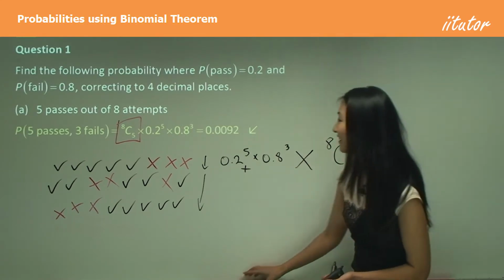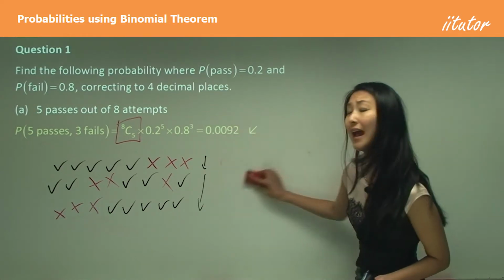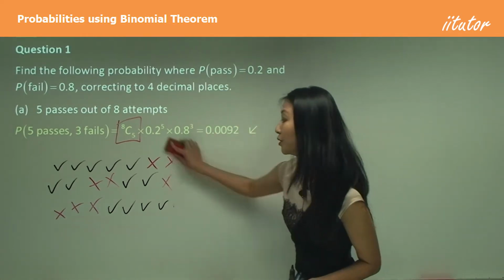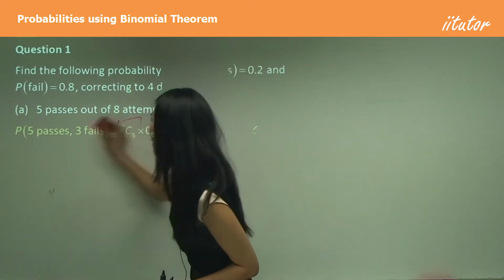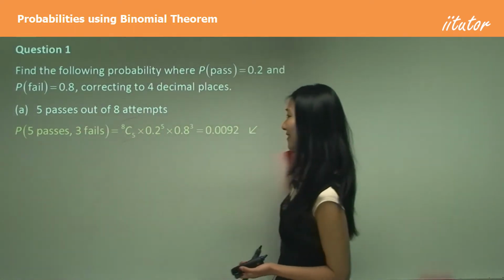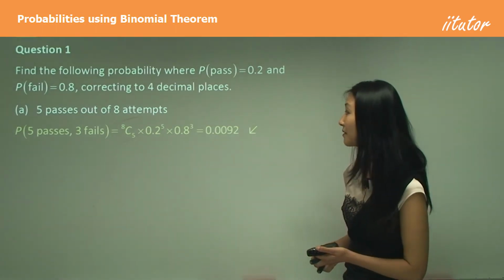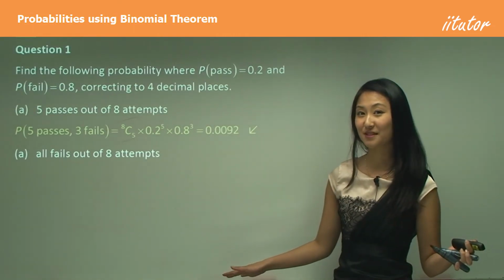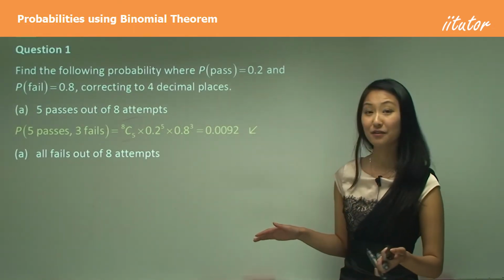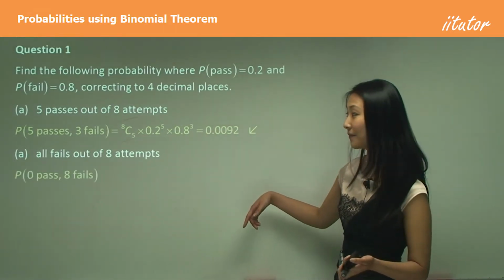All right, good. So I hope now that you understand that's why we have that combination at the front of our binomial probabilities, yeah? And not just rote learn it, because it's not very good when you rote learn something. It's always much better to understand it. Okay, so that was for 5 passes out of 8 attempts. Now, what about when you have all fails out of 8 attempts? Now, if it's all fails, that means there'll be 8 fails and 0 passes, right?